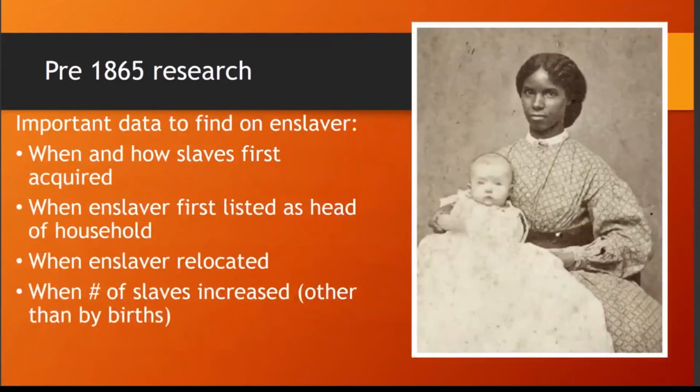Find out when and how the enslaver first began to own slaves. Keep in mind that slaves were acquired in several ways: by inheritance, by gift, purchase, or as the property of the wife who brought them to the marriage. Find out when the enslaver migrated from one place to another. Find out when the number of slaves suddenly increased other than by births.